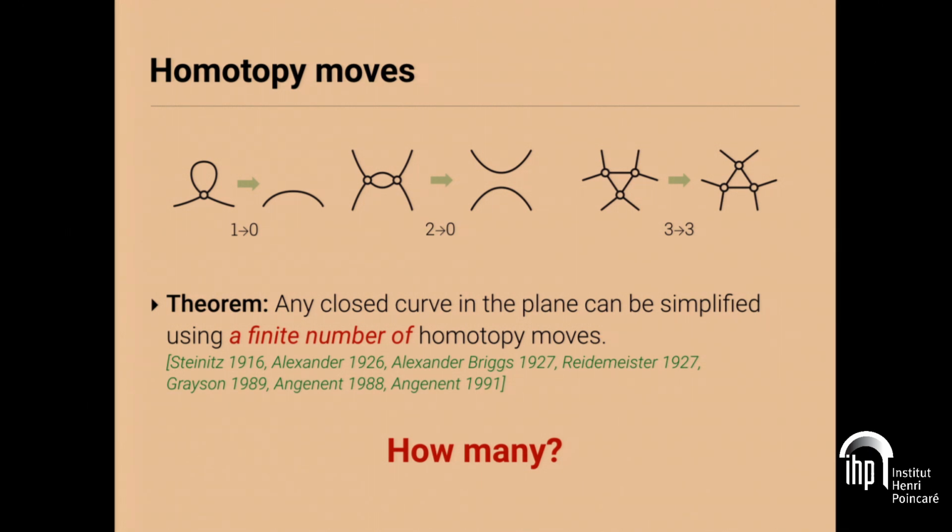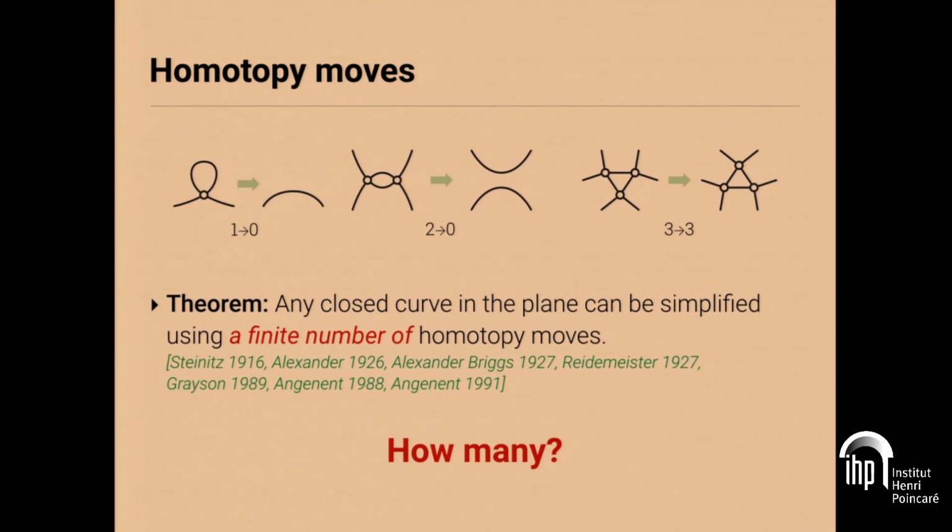And it's a standard result dating back to Alexander's work in the 1920s and Reidemeister's in parallel, via the simplicial approximation theorem, that any closed curve in the plane can be homotoped to a point, but that homotopy can be decomposed into a finite number of these moves. But in fact, this proof, if you're willing to accept that homotopies are nice as an axiom, dates back to Steinitz a decade before Alexander.